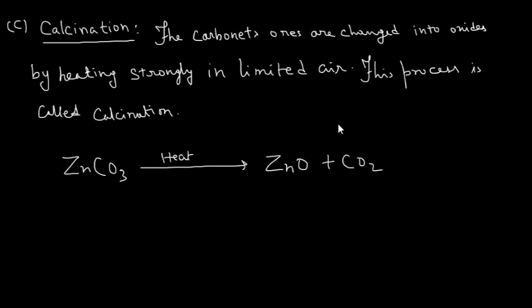So let us see the definition again. The carbonate ores, in our case zinc carbonate, are changed into oxides. So it is changed into zinc oxide by heating strongly in limited air. So no oxygen is there, only limited air. This process is called calcination. So converting carbonate ores to oxide ores by heating is called calcination. Okay, the next term is reduction.